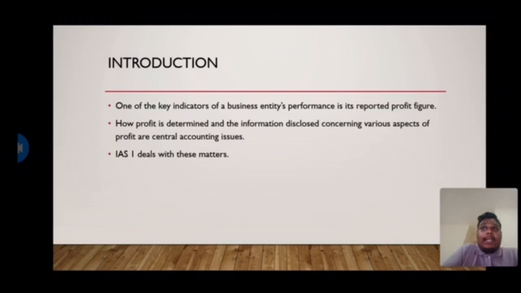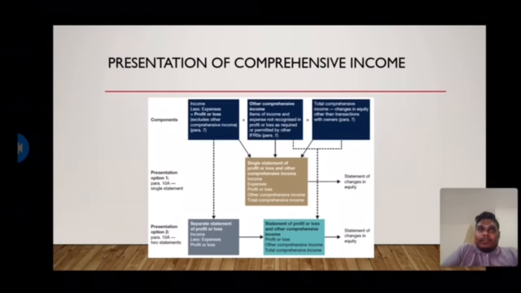Under IAS 1, an entity has the choice of presenting either a single statement of profit or loss and other comprehensive income, or two statements. For example, a statement of profit or loss and a statement of comprehensive income. The figure here shows that IAS 1 requires an entity to prepare and include a statement of profit or loss and other comprehensive income for the period in its complete set of financial statements.